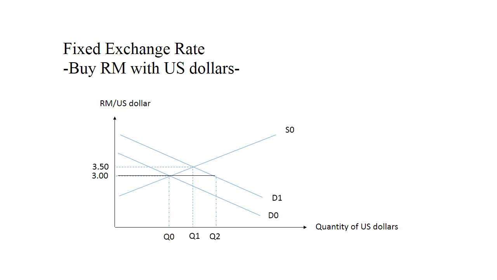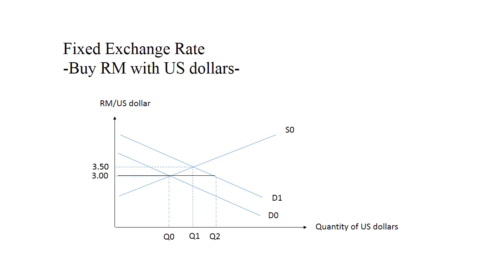There is excess demand for US dollar, or excess supply of Malaysian ringgits. The demand for US dollar means that's the supply of Malaysian ringgits. So the government will buy this excess supply of Malaysian ringgit with US dollar, and thus the government will supply US dollar for Malaysian ringgits.